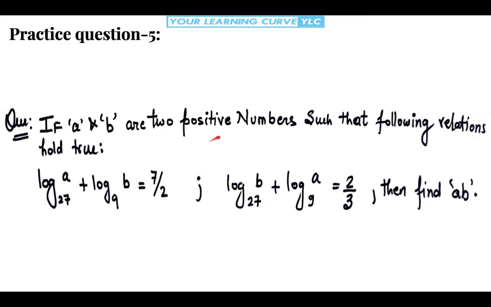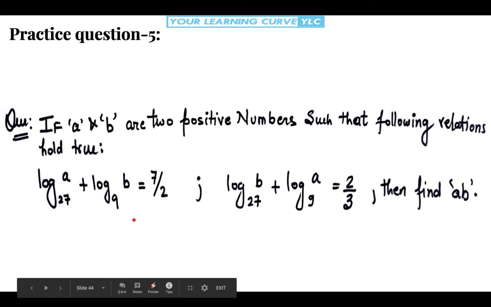If a and b are two positive numbers such that the following relations hold true, you are being given two relations. One is log a to the base 27 plus log b to the base 9 is equal to 7 by 2, and log b to the base 27 plus log a to the base 9 is equal to 2 by 3. You have to find the value of ab.